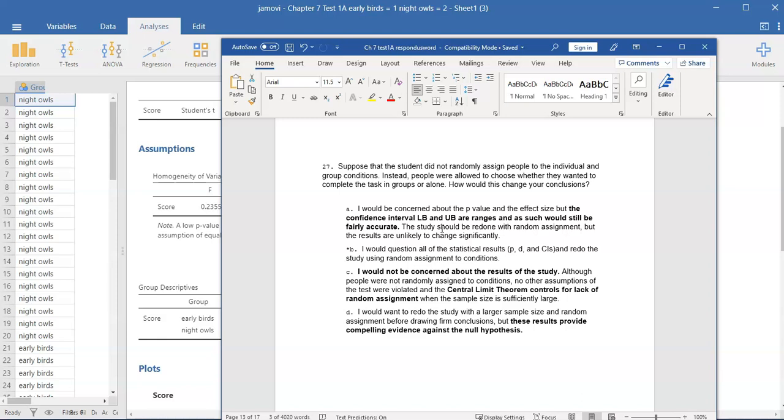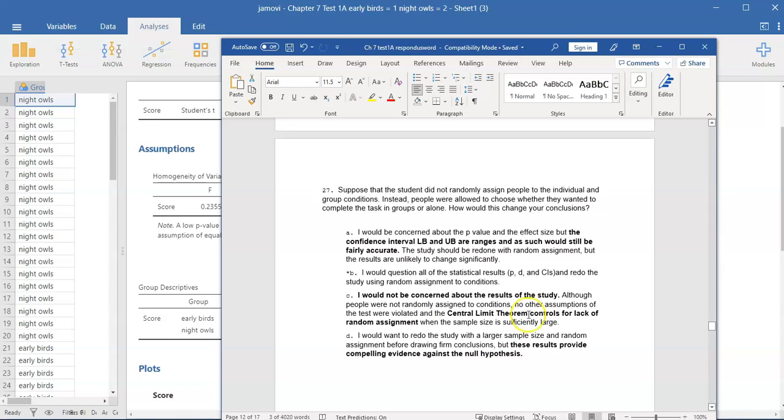And then the central limit theorem has nothing to do with controlling for lack of random assignment. And clearly these results are not going to provide compelling evidence. So yeah, B is your best answer.